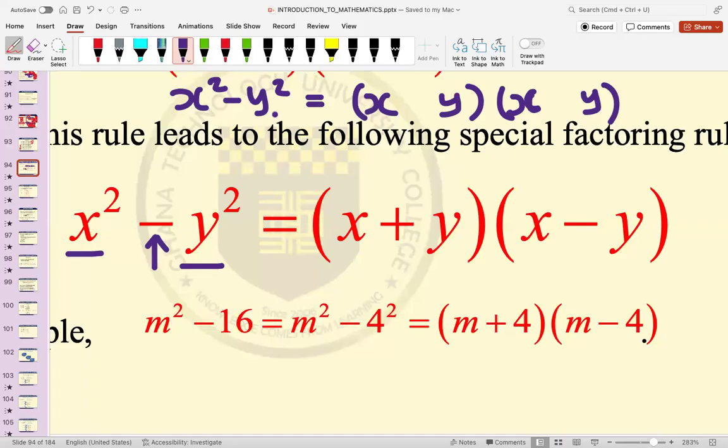Then the next thing is, y has a negative sign. When it is crossing the equal sign, it changes to positive. And then when this y is going back again to where it came from, it becomes negative. Then you put the negative here. This is the answer. You are done.